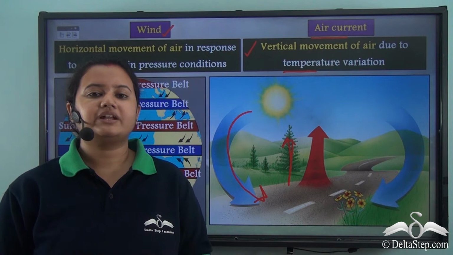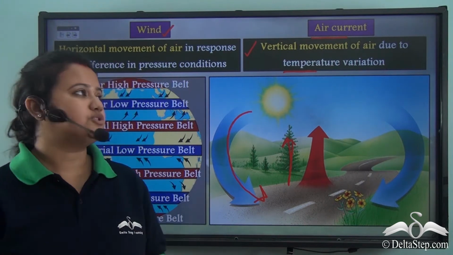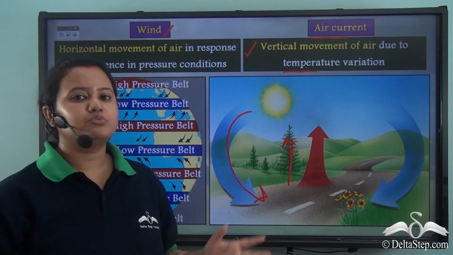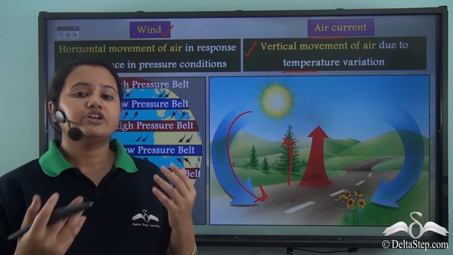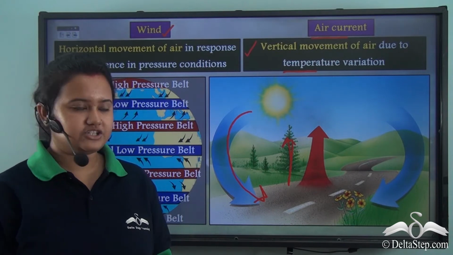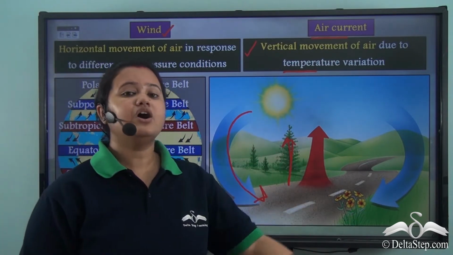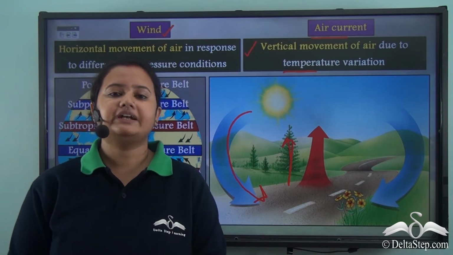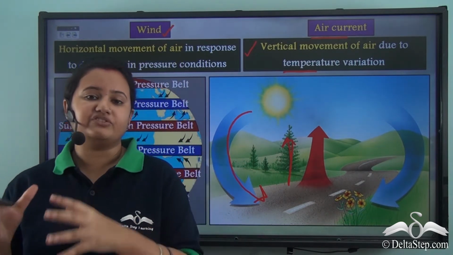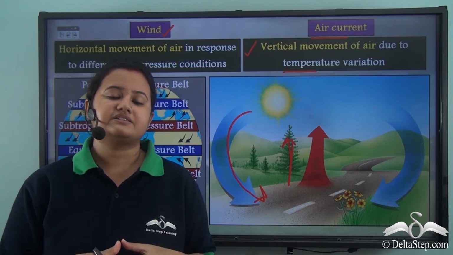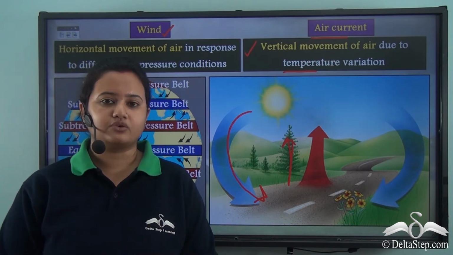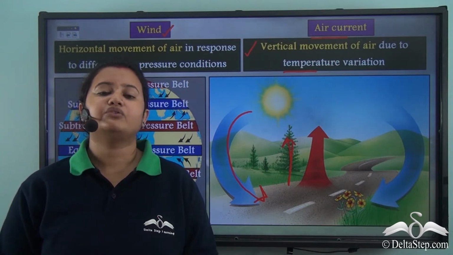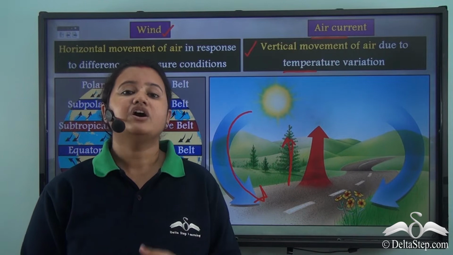So now let's quickly recapitulate the difference between wind and air current. Wind is the horizontal movement of air caused due to changes in air pressure conditions, while air current is the vertical movement of air caused due to variation in temperature. Now, these winds and air current consist of the entire air circulation throughout the globe. Now, we will discuss the factors that affect the wind flow.